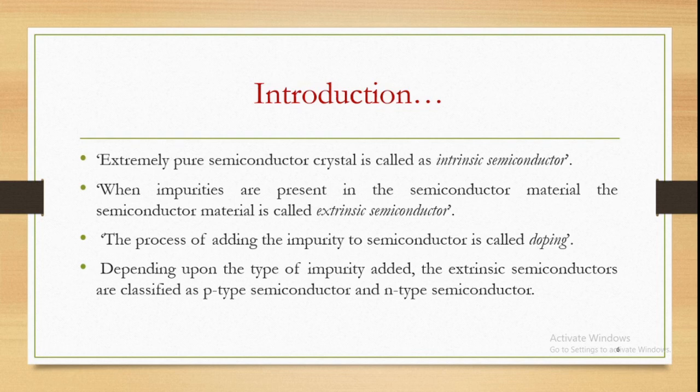So how do we convert an intrinsic semiconductor to an extrinsic one? There is a process of adding impurity, and this process is called doping. By using doping, we can convert intrinsic semiconductor material into extrinsic semiconductor material. Depending upon the type of impurity added, extrinsic semiconductors are classified as p-type and n-type semiconductors. In p-type semiconductor a trivalent impurity is added, while in n-type semiconductor a pentavalent impurity is added.